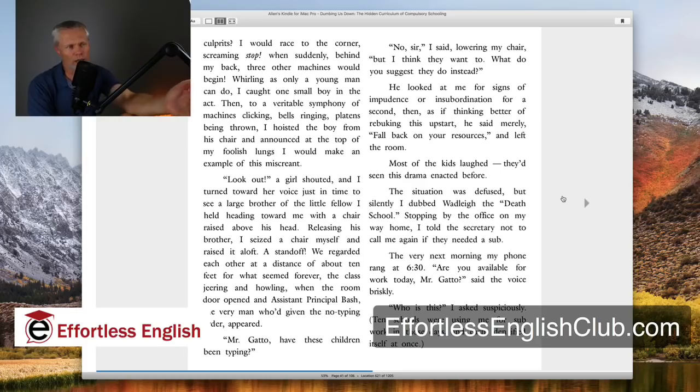Like, he tells one story. He was supposed to teach a typing class. But then the principal, the boss, told him, "You cannot let the children type. They cannot use the typewriters." And he's like, why not? I don't understand. And he says, "Because you're a substitute teacher. You don't have the official certificate to teach typing. Therefore, you cannot teach typing." Which is crazy, right?